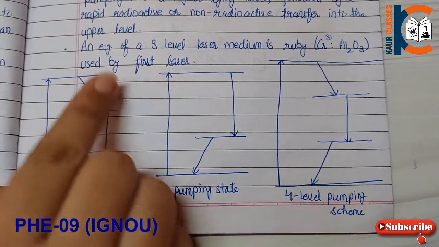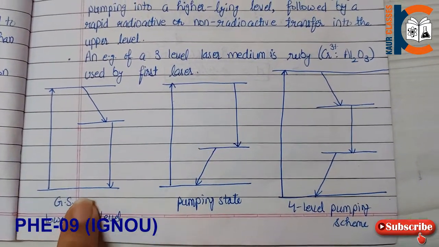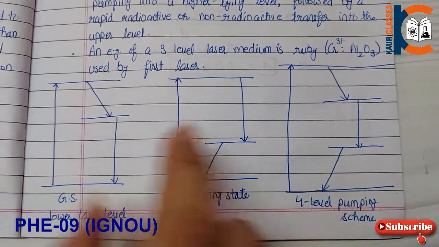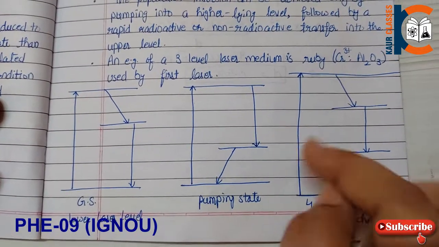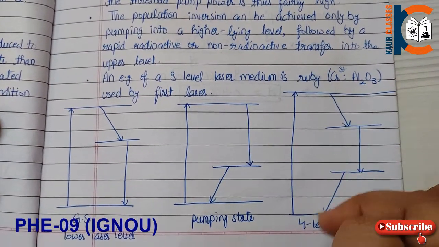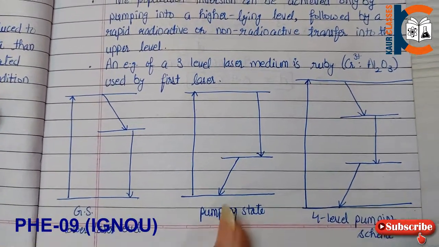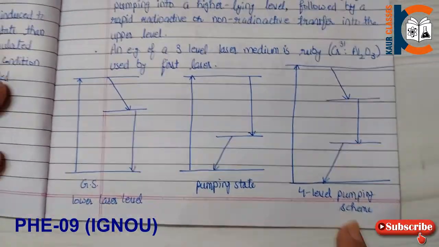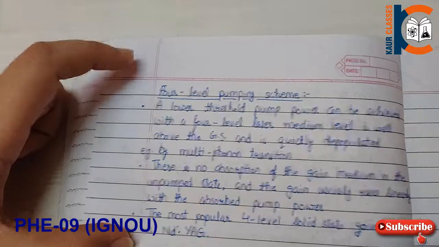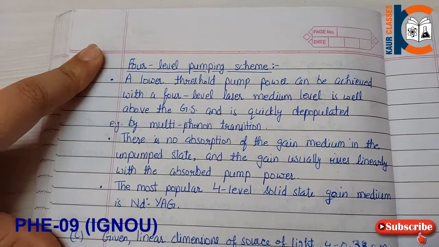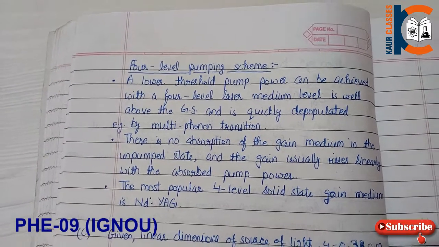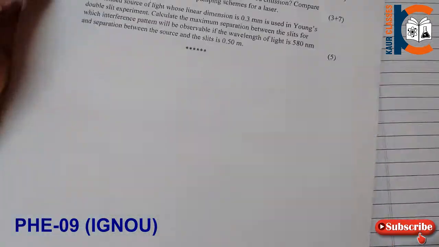So this is the ground state, the lower laser level, and this is the pumping state. This is just a slight difference, and the 4-level scheme has levels 1, 2 and 3 as well. This is the total 4-level pumping scheme, and these are the points according to the diagram. By pausing the video you can note down these points.